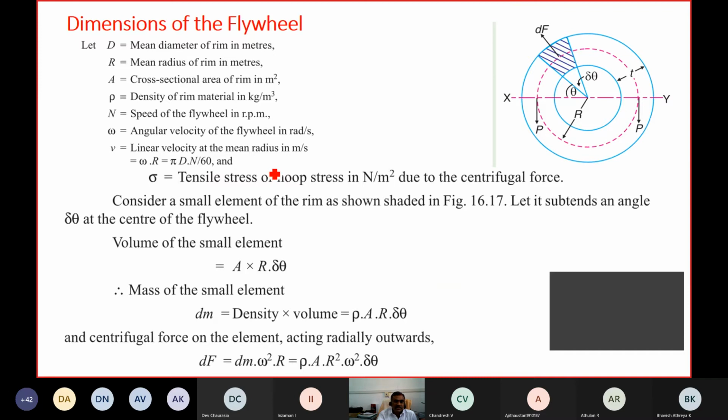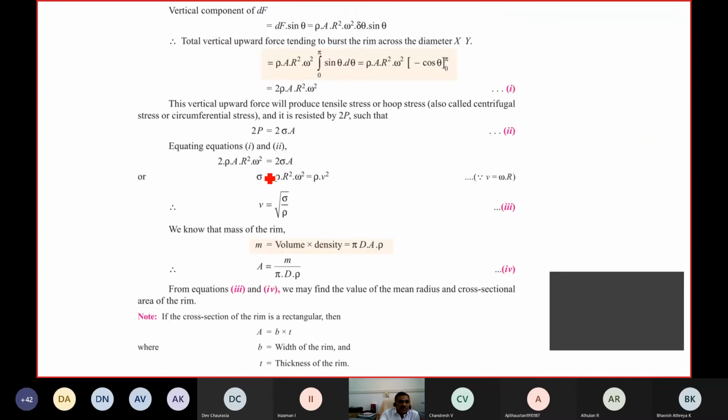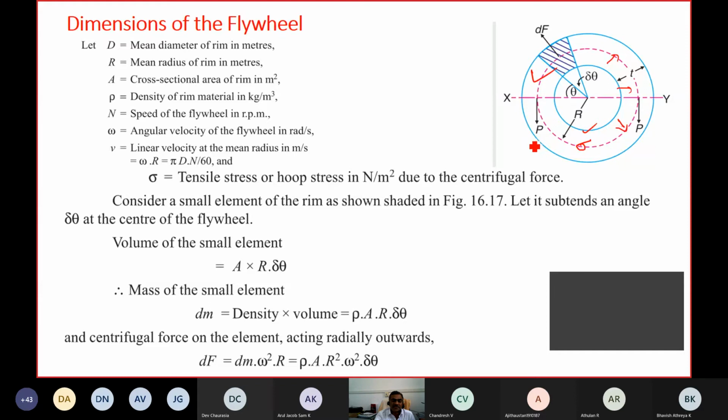In addition to that, when the flywheel is rotating, centrifugal force will be acting outward, so stress will be developed in the material. That is sigma. We have an equation for sigma: sigma is equal to rho into V square. What is rho? Density, in kg per meter cube, the density of this material. And what is V? The velocity of this material. It will be rotating at some velocity, that is the tangential velocity. How to calculate it? V is equal to omega into r.